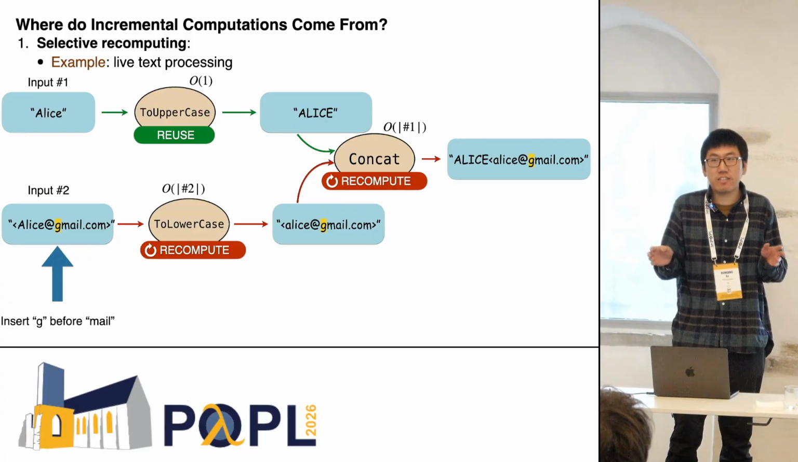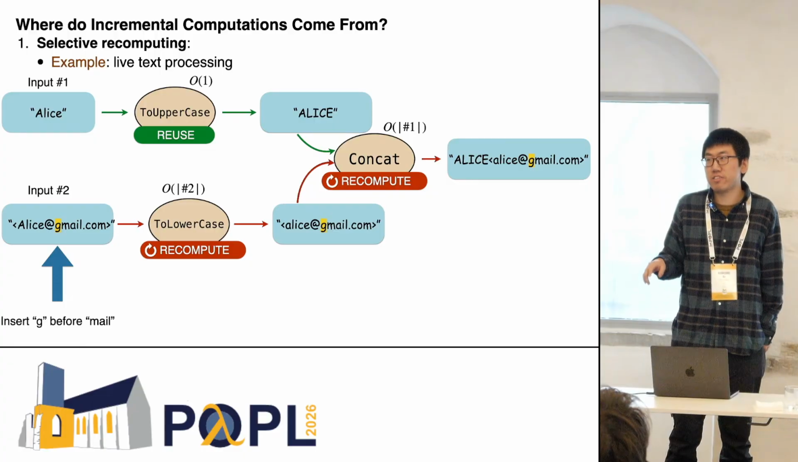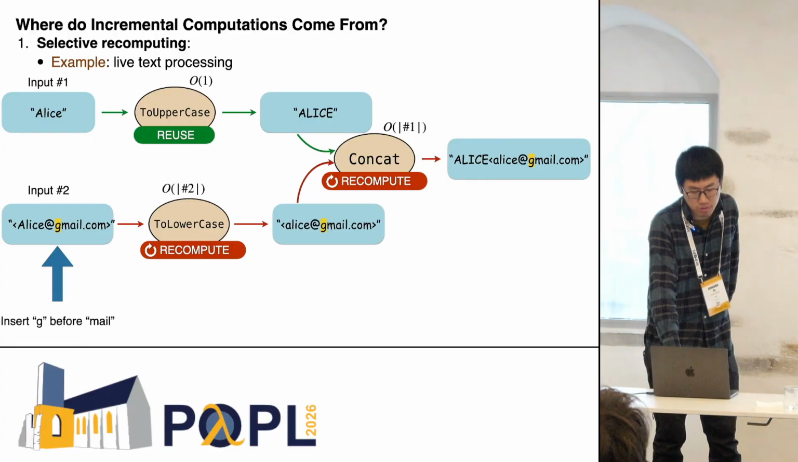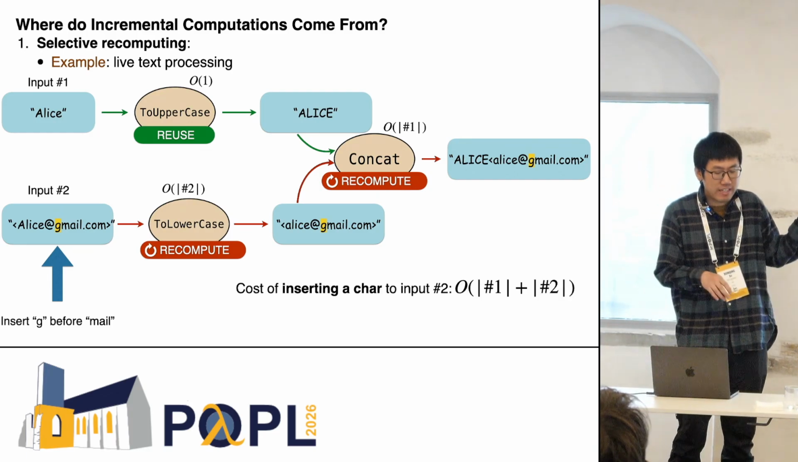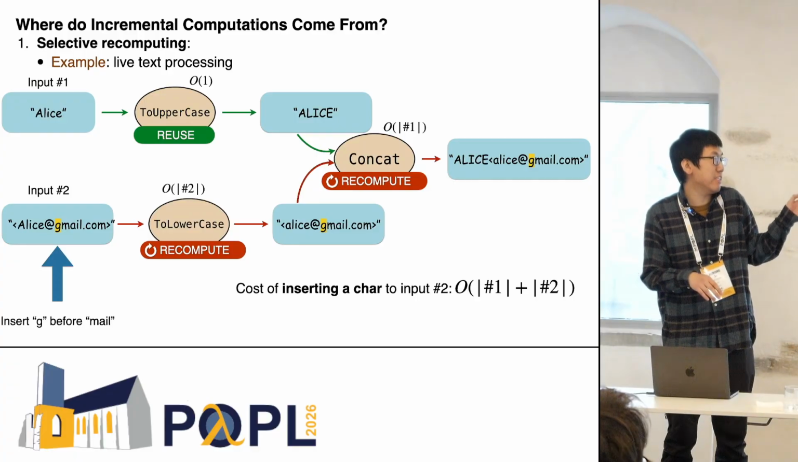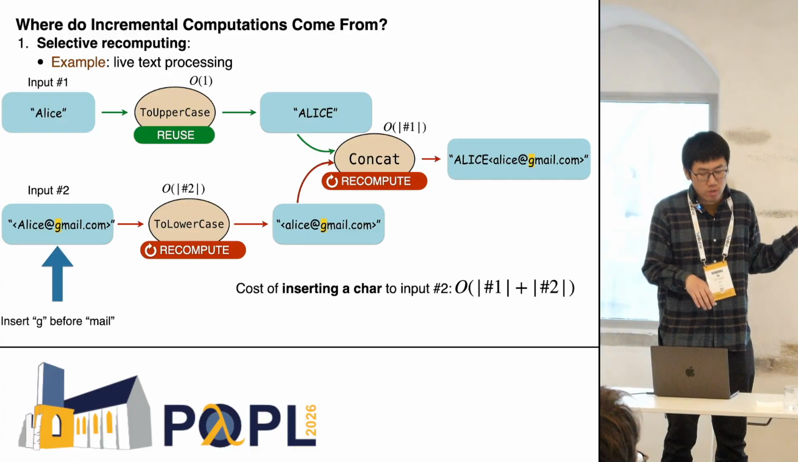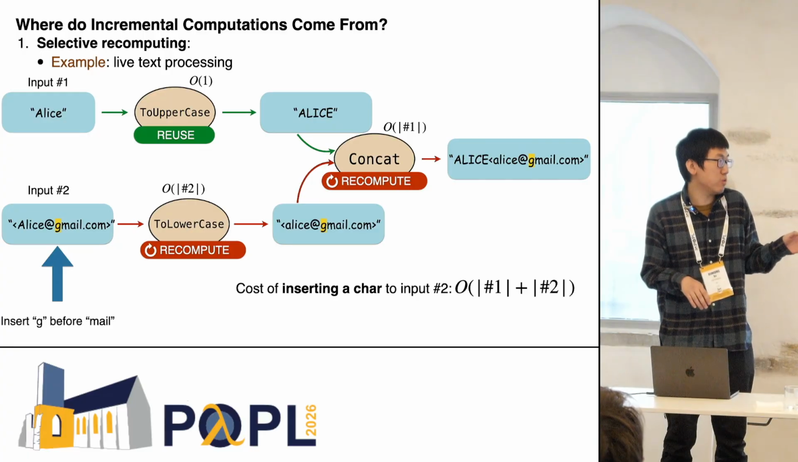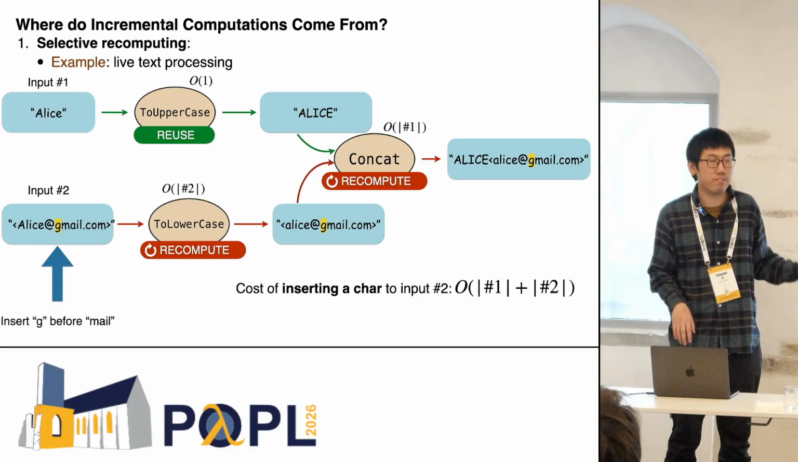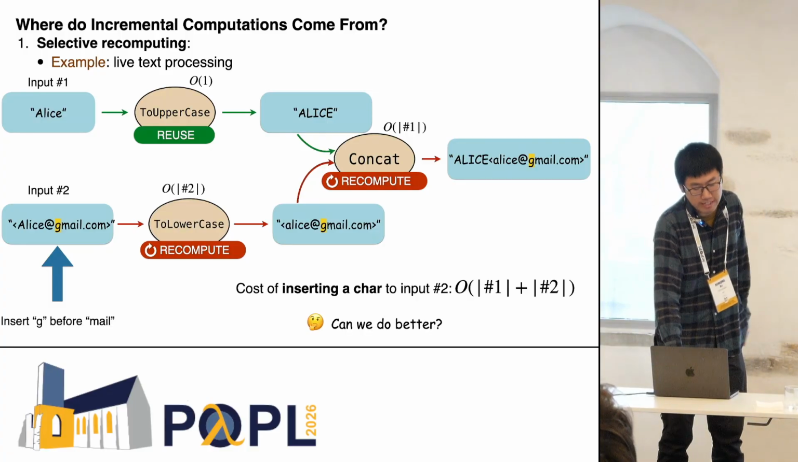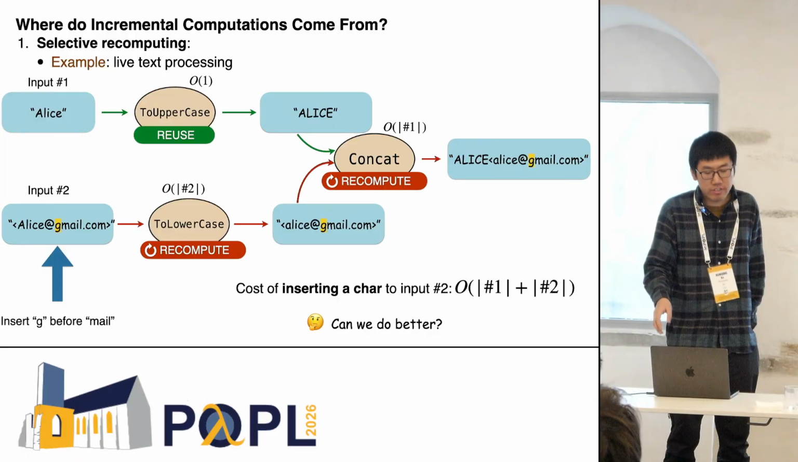Note that I just consider a string as a linked list in this talk, which is very common in functional programming languages. As we have seen here, even if we simply insert one character into the input, the cost of updating the output takes time proportional to the original input size instead of the change size. So this naturally leads us to the question: can we do a better job?